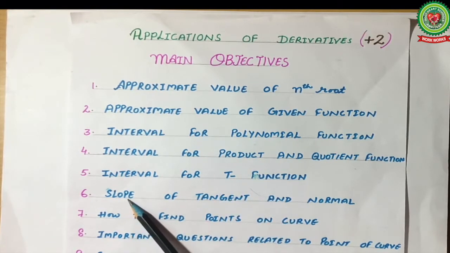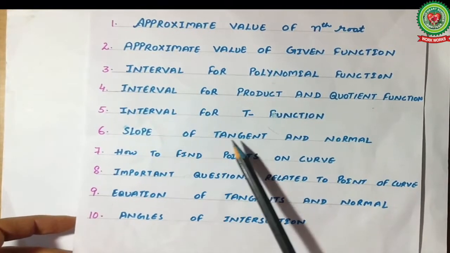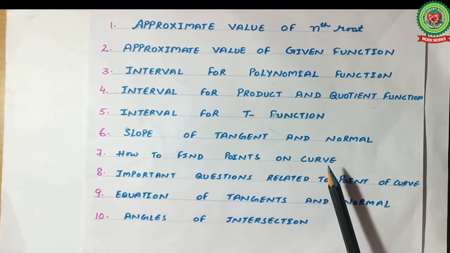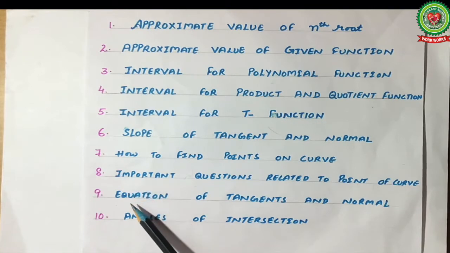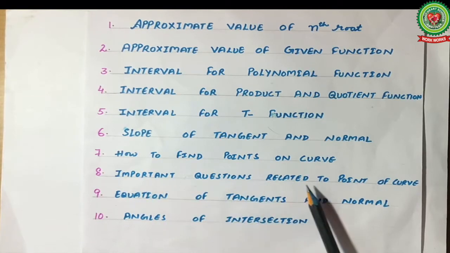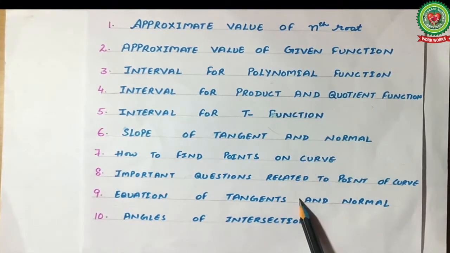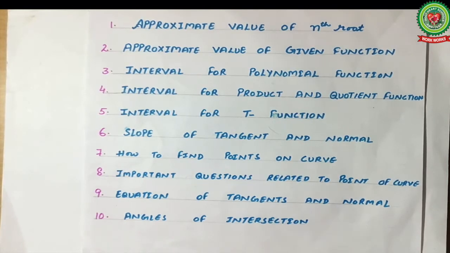Then we learnt the concept of slope, how to find the slope of tangent and normal, and how to find the points on the curve. Then we learned how to find the equation of tangent and normal and some important questions related to points on a curve. In continuation with this topic, today we will learn how to find the angle of intersection between two curves.